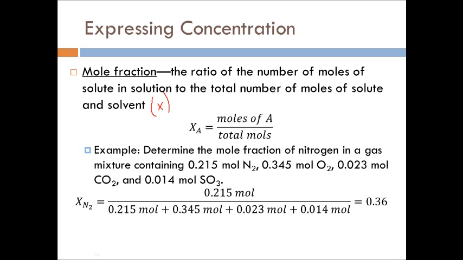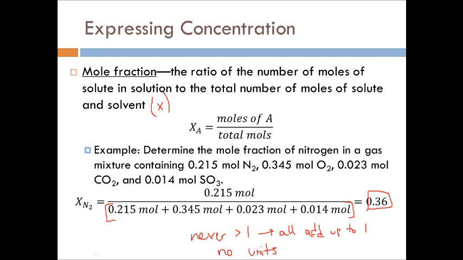So what we want to do is take the 0.215 moles of nitrogen. That goes in our numerator because that's the compound we're looking for. And we put the sum of all of those moles on the bottom because that's our total moles. We divide the two and we end up with 0.36. Now, a couple things about mole fractions. They should never be greater than 1. They should actually all add up to 1. And there are no units.